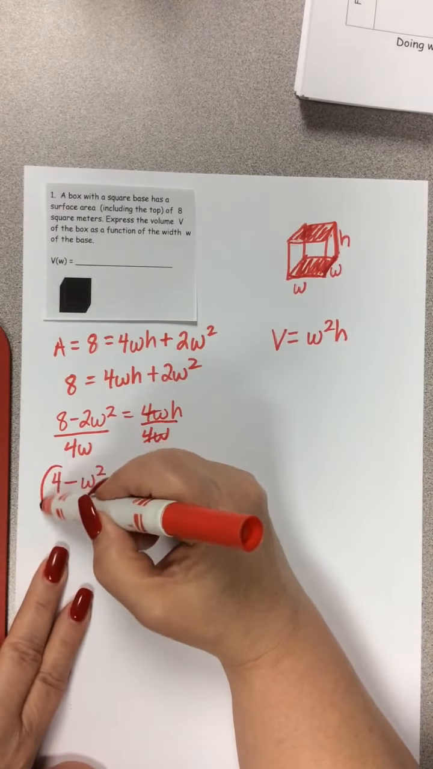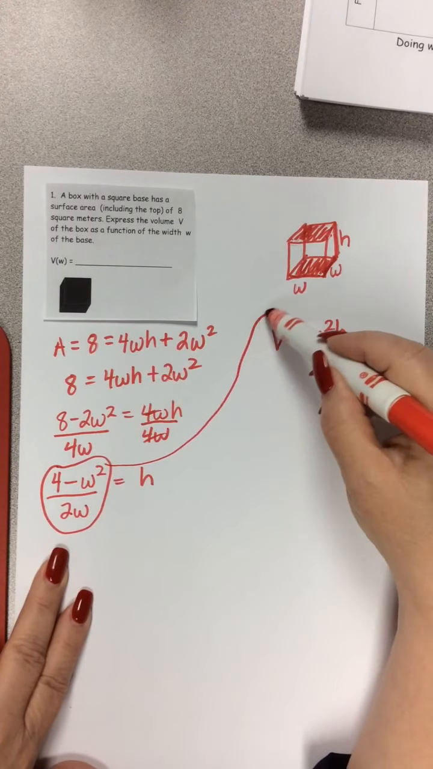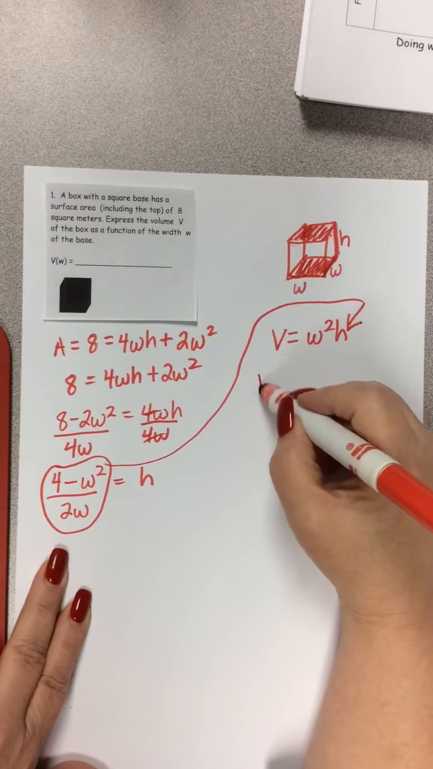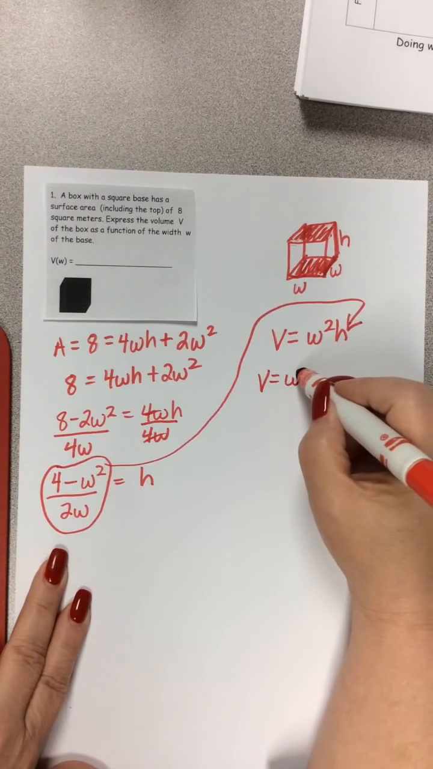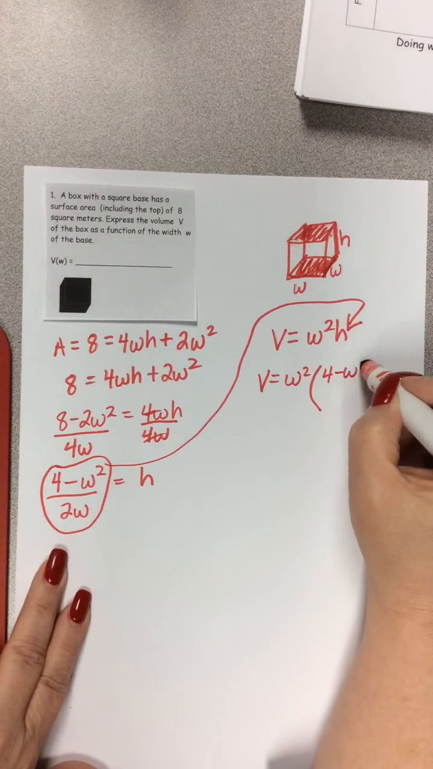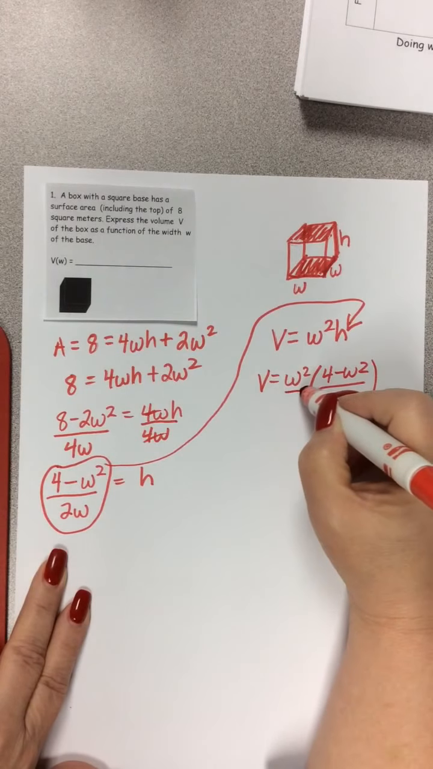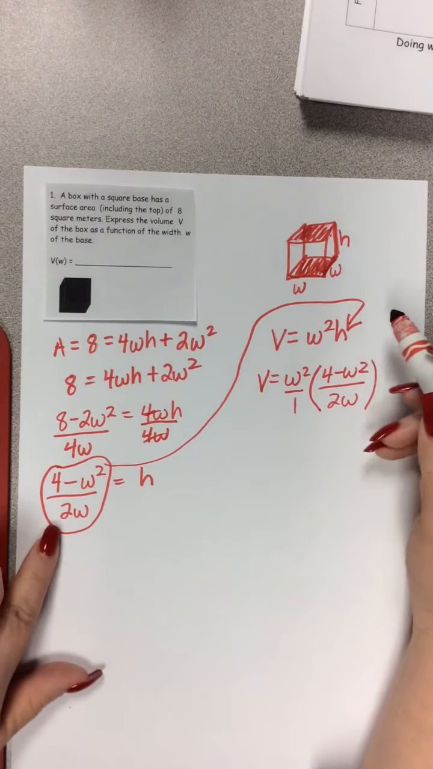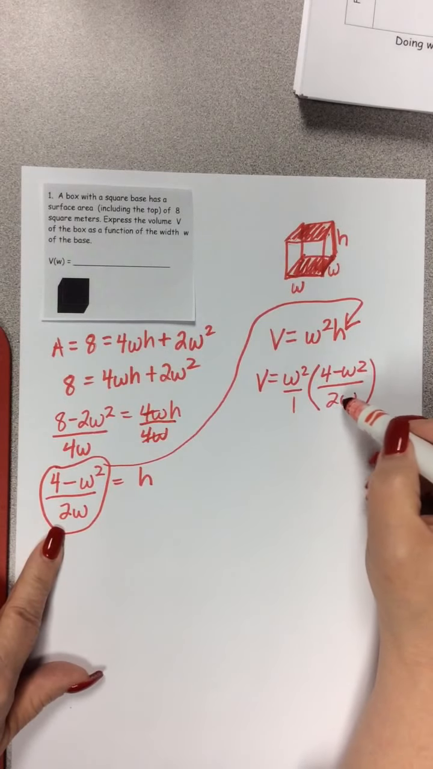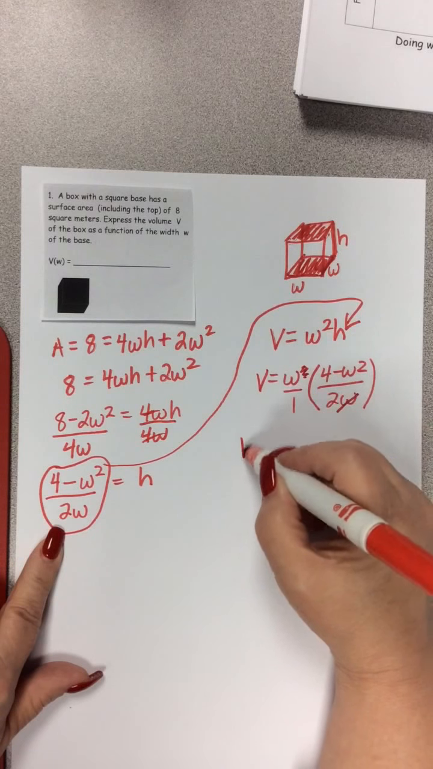So what I'm going to do is take this value for H and substitute it right here. So I could say volume is equal to W squared times 4 minus W squared over 2W. This is like over 1. I just substituted this value for H for this one. So first thing I do before I continue is I could cancel this W, and this becomes not squared anymore.